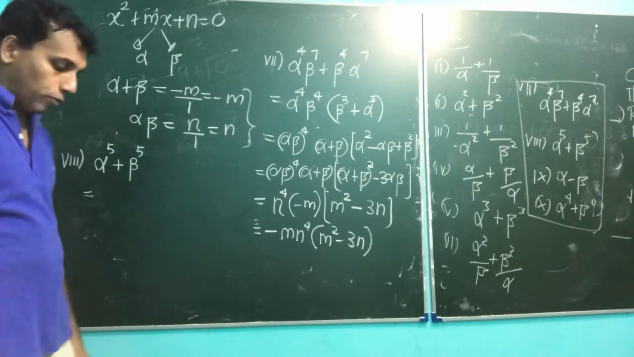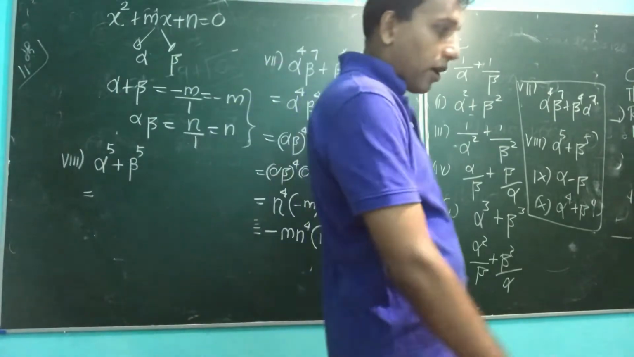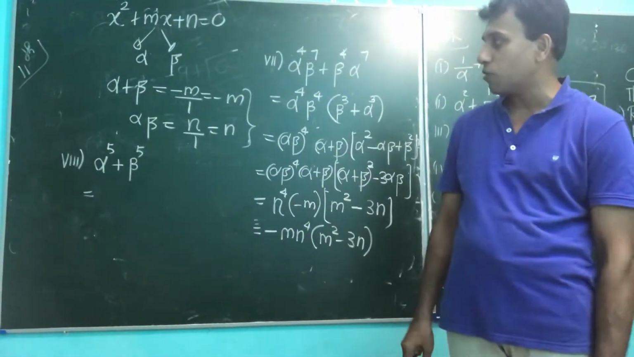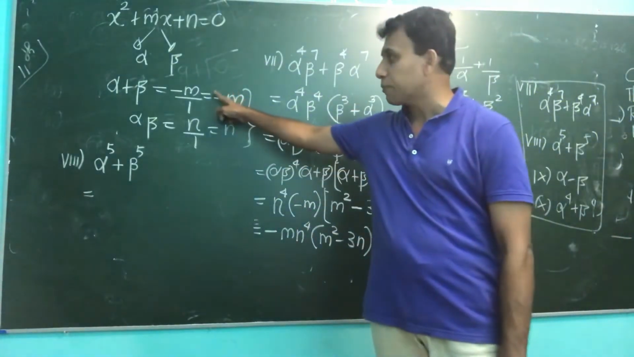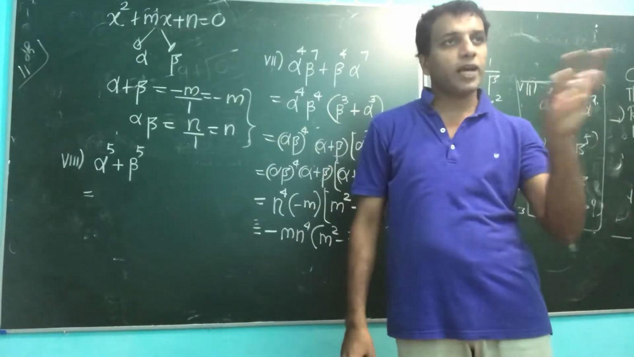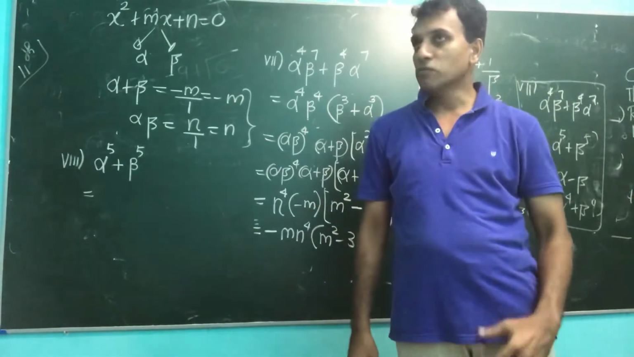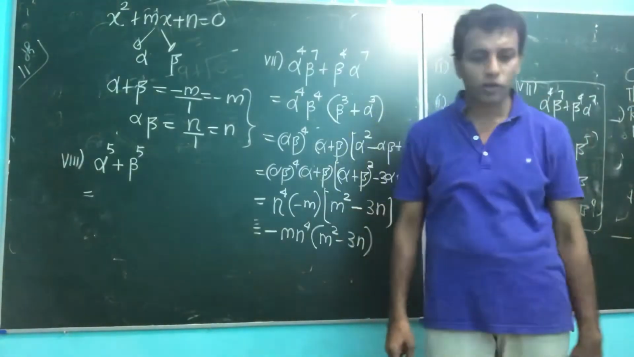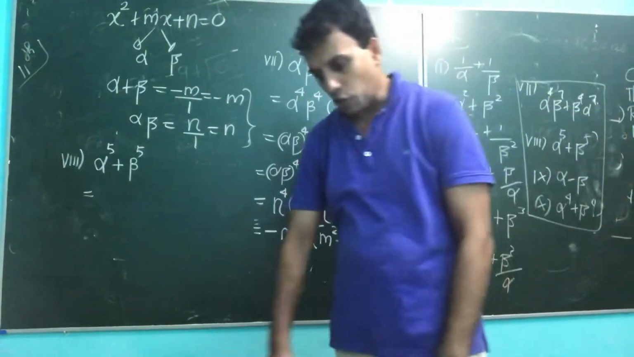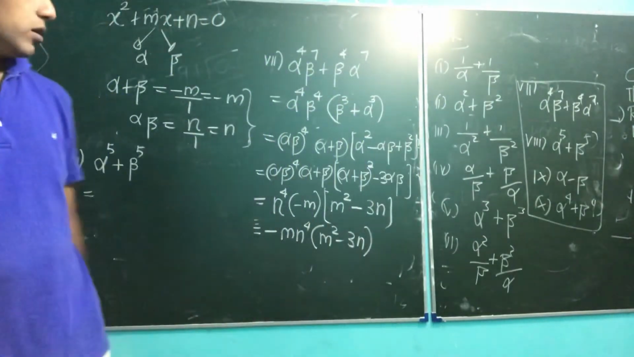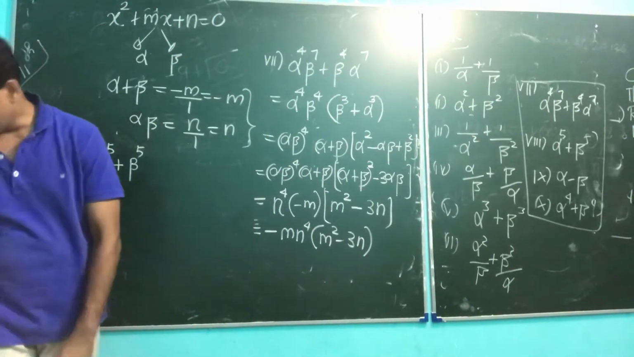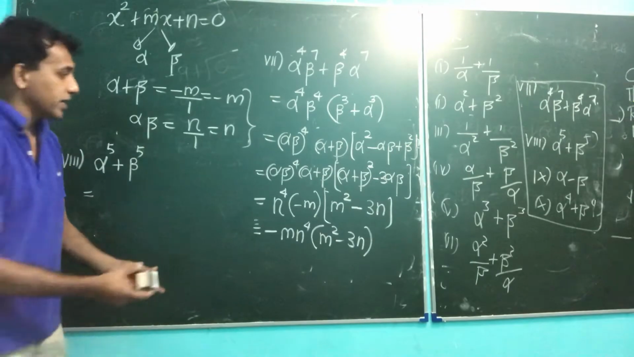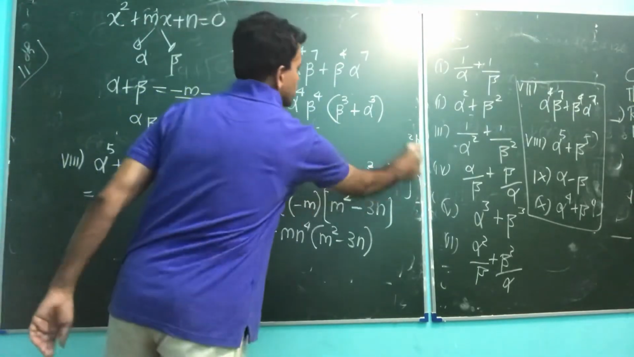Okay, see, very important here. Alpha to the power 5 plus beta to the power 5. You can't say the answer is m to the power 5. If a plus b is 10, what is a square plus b square? Not 100. There's a big issue with that. I hope you successfully complete your O-levels, right? Okay, see the method here. Find the value of this.